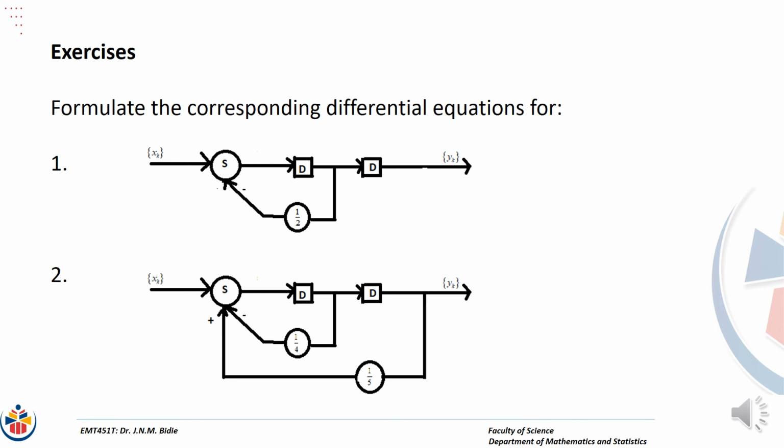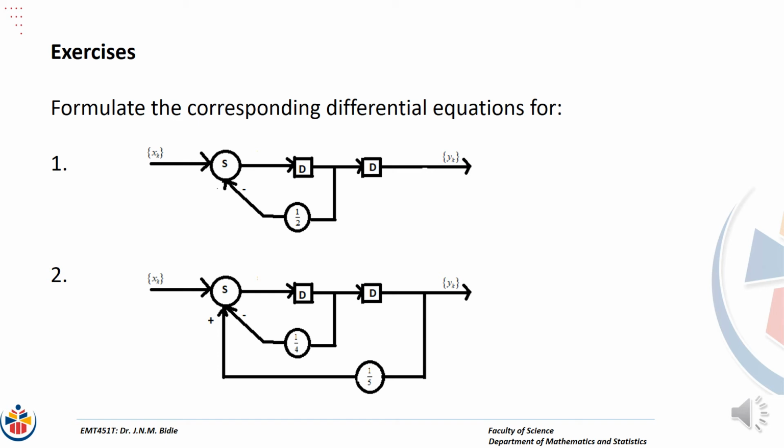Looking at these exercises, summing junction, the first thing you need to recognize is that the xk goes in, minus half vk goes in. That's your summing junction, producing rk. And then rk is equal to vk plus 1, and vk is equal to yk plus 1, and rk is equal to yk plus 2. You are able to formulate a differential equation.